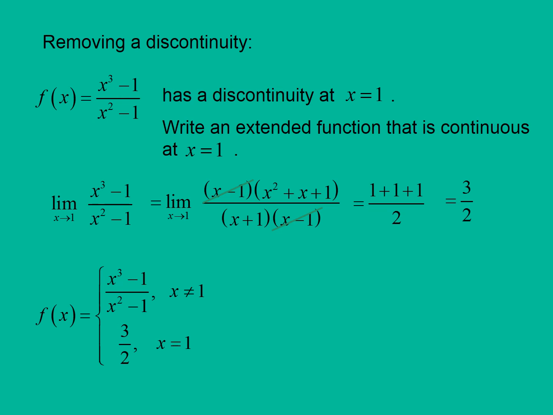So we could write a piecewise function that would make this x cubed minus 1 divided by x squared minus 1 continuous at x equals 1 because it is a removable discontinuity, and we defined the function at x equals 1 to be 3/2. We've replaced that point to make it continuous.